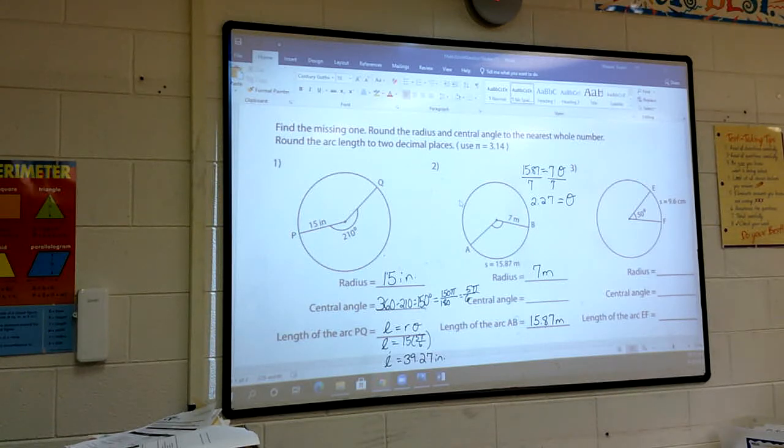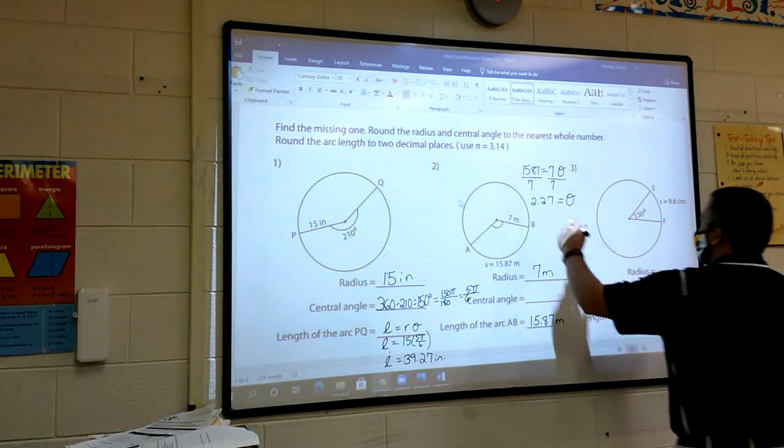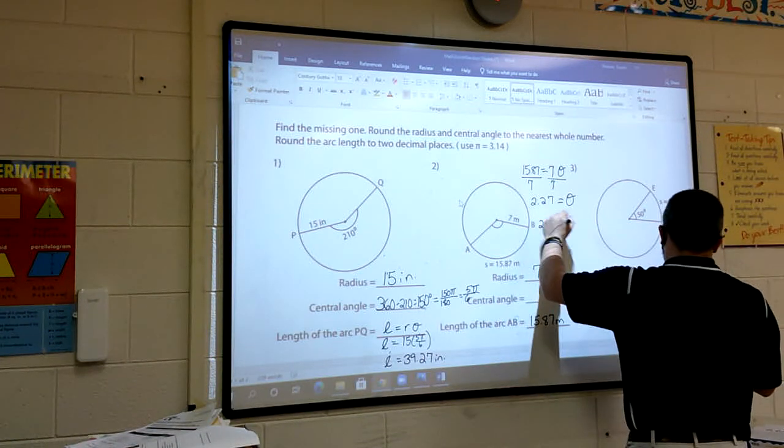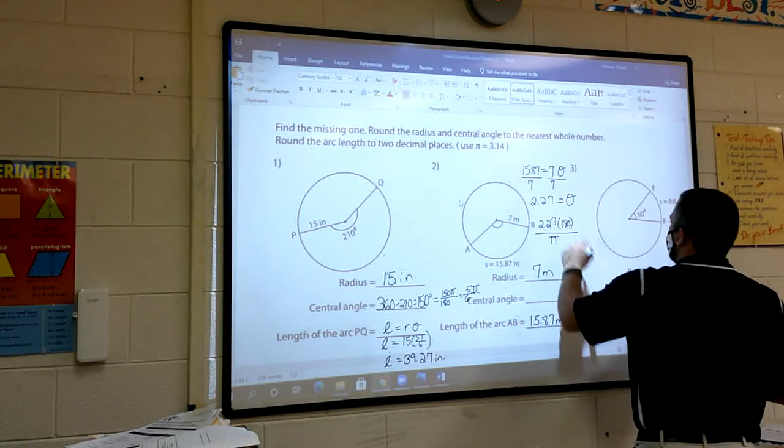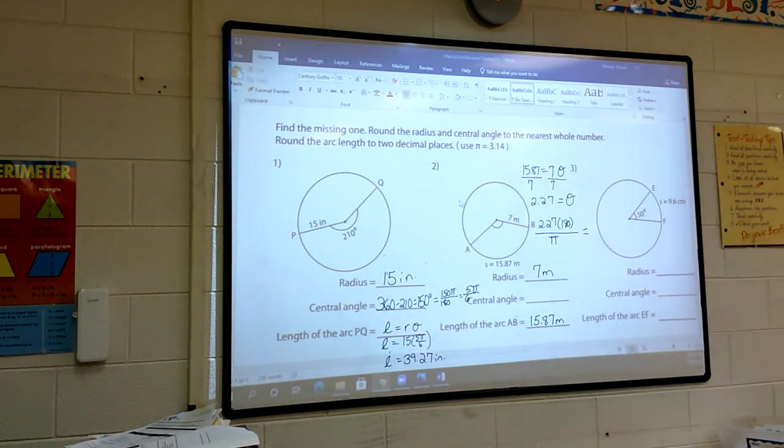Okay, so to find our final answer, we're going to say 2.27. 2.27 is basically your units of measurement. It's basically your angle, as in theta, which is rare that we don't have the angle measurement. But when we don't, we're going to multiply it by 180, because that's what pi is, and then divide it by pi.